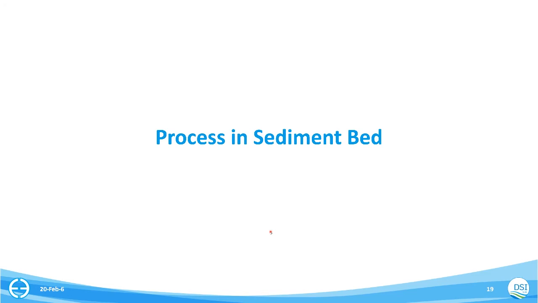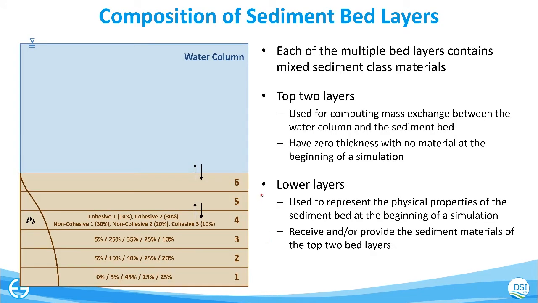So far we've seen how the cohesive sediments and non-cohesive sediments are transported in the water column. Now we will see how the sediment bed properties change during the simulation. This image shows the composition of sediment bed layers in the EFDC sediment transport model. Each of the multiple bed layers contains mixed sediment class materials. Let's assume we decide to use two different classes for cohesive sediment, and use 3 classes for non-cohesive sediment.